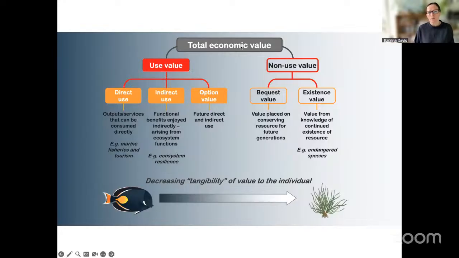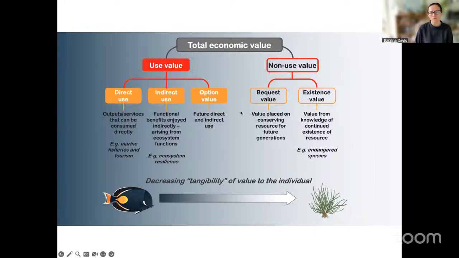So we can break up our total economic value by use value and non-use value, knowing that on average, typically our use values are our market values and our non-use values are our non-market values. I'm sure if you've done any work on environmental economics, you'll have seen this schema before, where our use values are differentiated by direct use, indirect use, and option value. So our direct use is that our outputs and services can be consumed directly. This is our fisheries, our tourism.